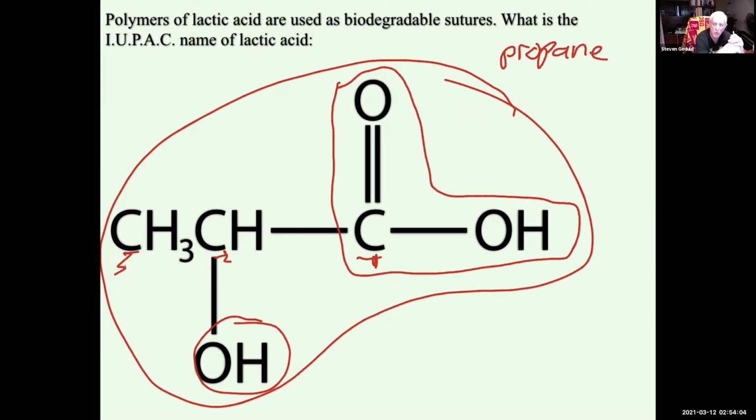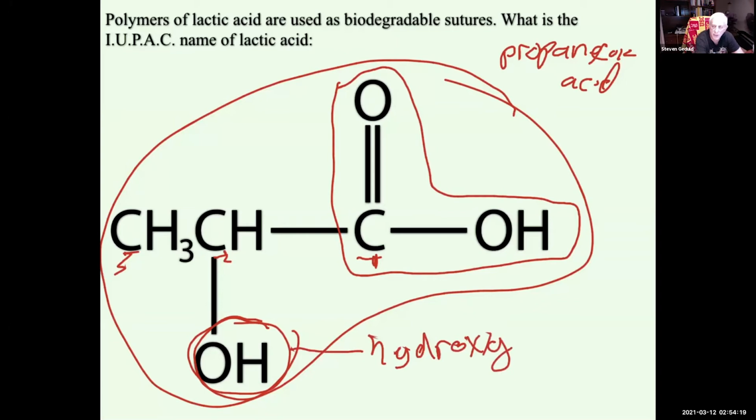So this is going to be propanoic. You can drop the E and add OIC acid. And instead of being an OL ending, the alcohol is going to be a hydroxy group. Just as we did before, if you had a carboxylic acid off the main chain, then it would be a carboxyl group. So in naming this, we have the number 2 position: 2-hydroxypropanoic acid.